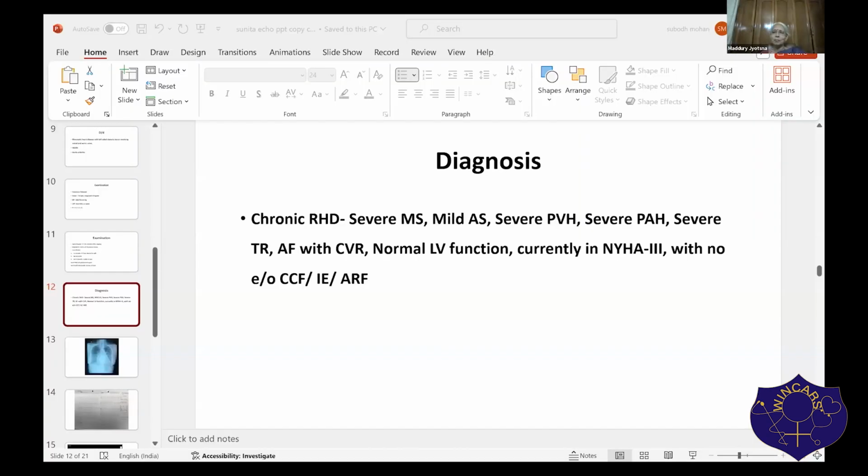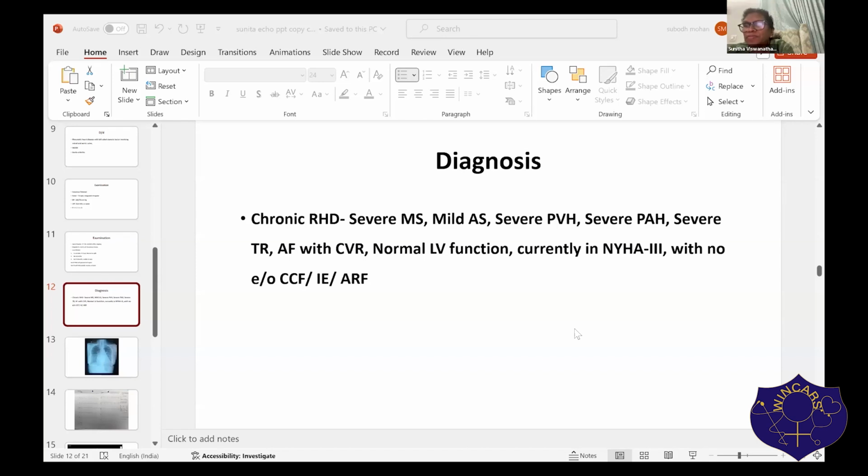Anybody else is there? Yeah, before they come, I think we have to talk about the associated lesions here, because in the presence of the MS, they should be able to understand what the AS signs are going to be. They are going to be masked. So to say the severity of the AS in the presence of severe MS becomes very difficult. That's why I wanted them to comment on why they said that it is a mild AS. Anyway, they came back.